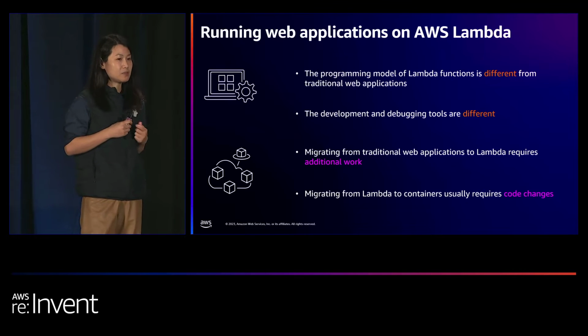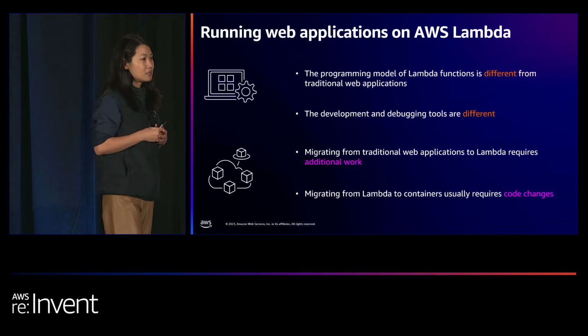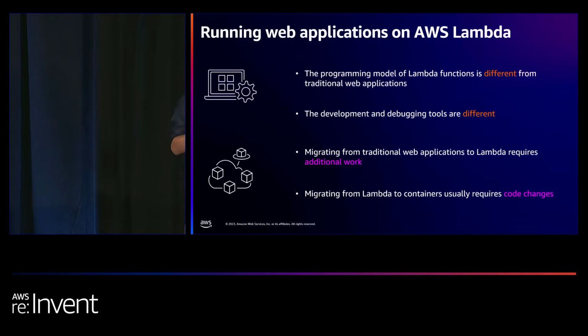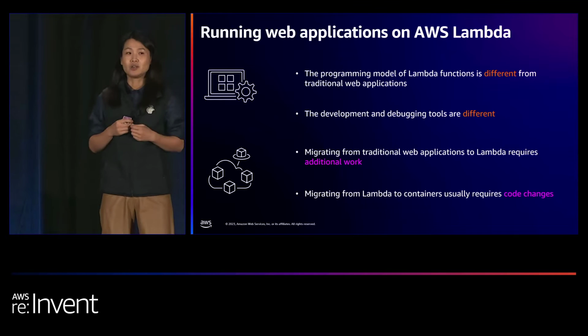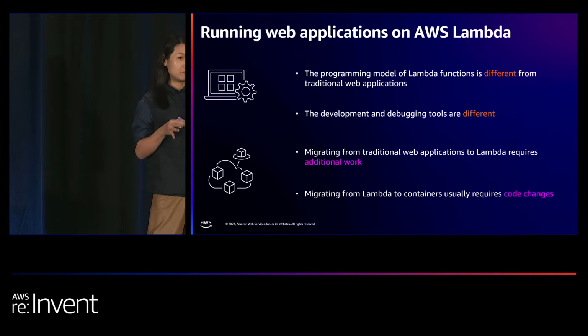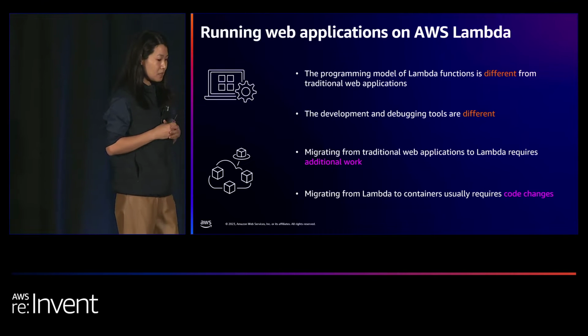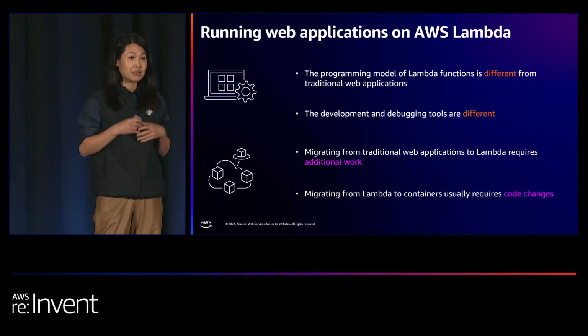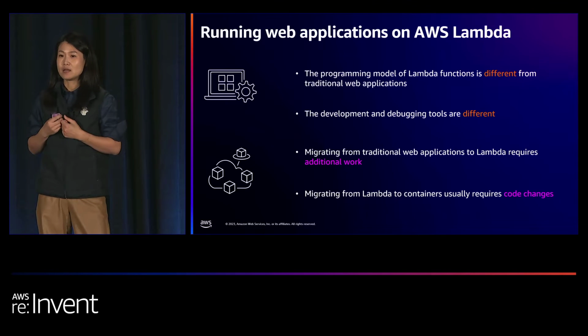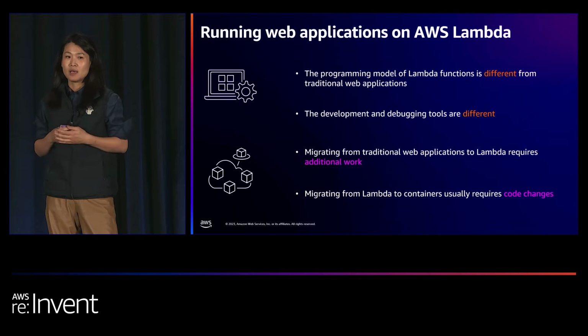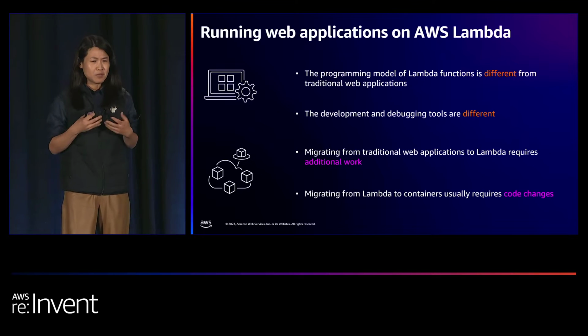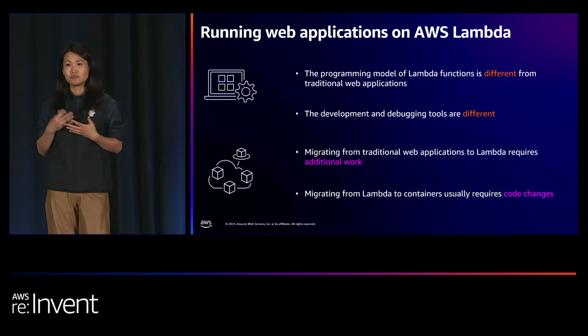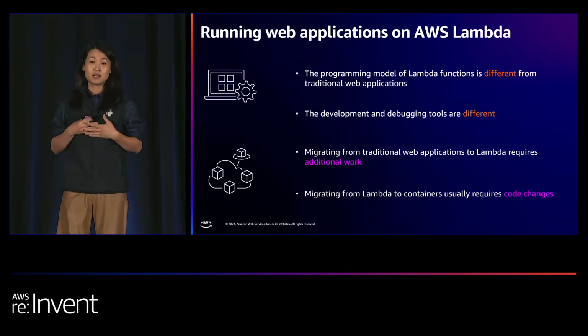We heard some developers share challenges they faced. One challenge is adopting a different programming model, which requires a shift in coding mindset to handle events and manage statelessness. In addition, some developers find themselves struggling with the availability of development and debugging tools. They may feel less familiar with the tools for Lambda than those for containers.